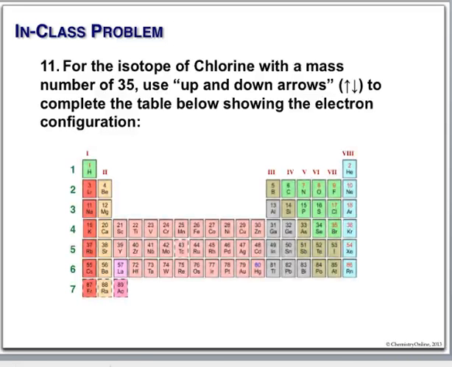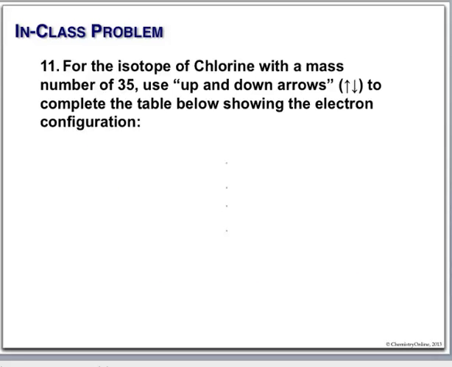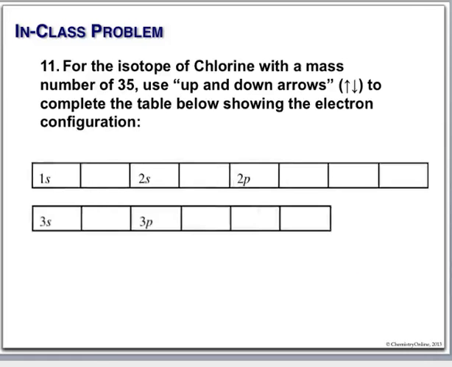Let's just figure out where chlorine is. It's going to be in our 3rd period, isn't it? That means our 1st and our 2nd are going to be completely filled. In our 3rd, we're going to fill the S, and then we're going to have 1, 2, 3, 4, 5 in our P. There's our table. Fill it in.